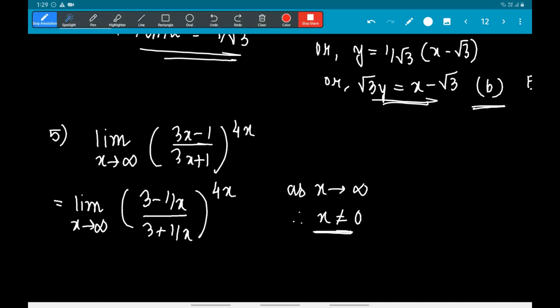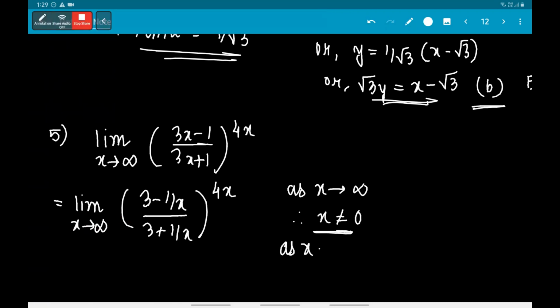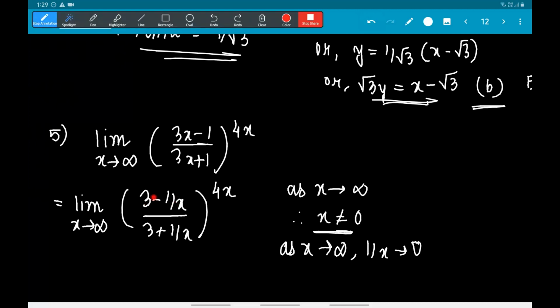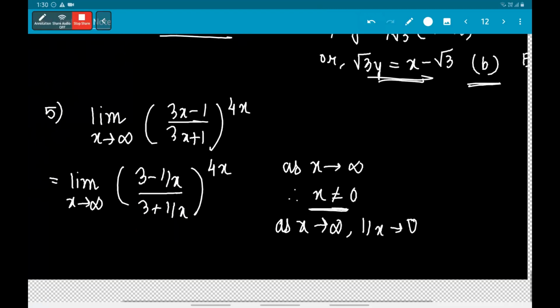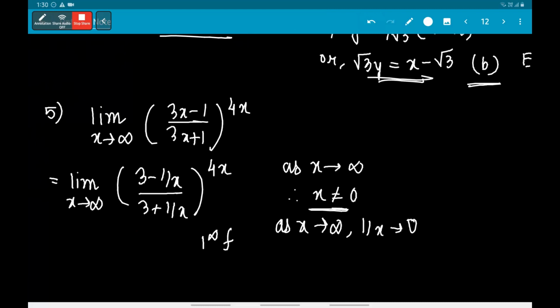Now as you can see, here x is tending to infinity. As x tends to infinity, 1 by x tends to 0, obviously. If you look carefully at this expression, (3 minus 1 by x) by (3 plus 1 by x), this is actually of the form 1 to the power infinity. This will tend to 0, this will tend to 0, so it is 3 by 3, that is 1, and 4 into infinity will be infinity. So it is 1 to the power infinity form.